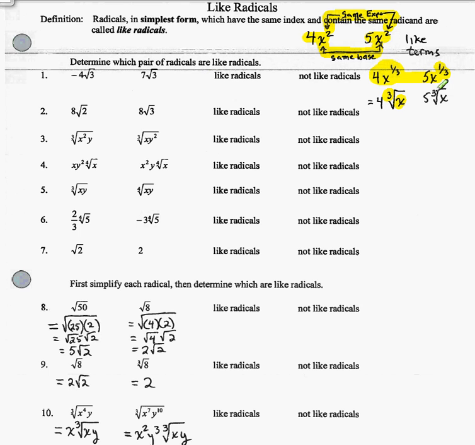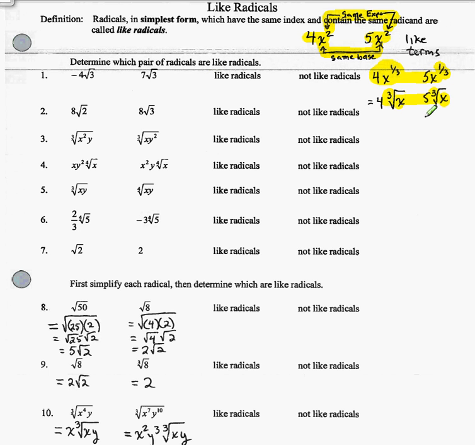Again, notice that the index is going to be 3 and the radicand is x. Since we set the like terms up here, the bases had to be the same and the exponents had to be the same. The base translates into the radicand. The denominator of the exponent translates into the index. So since these are like terms up here, we're going to call these down here like radicals.